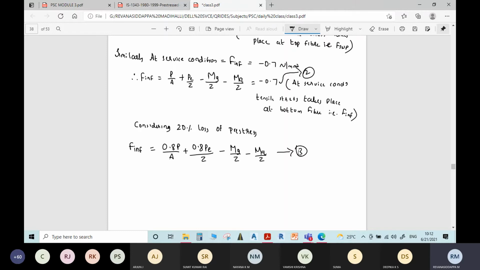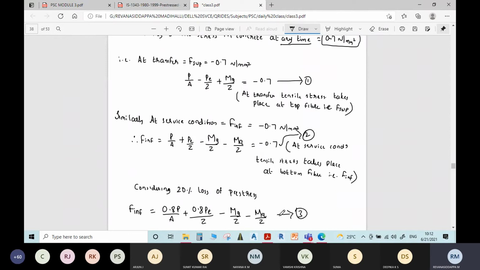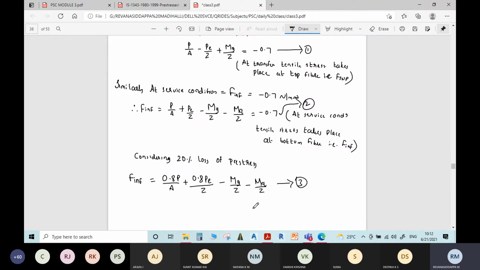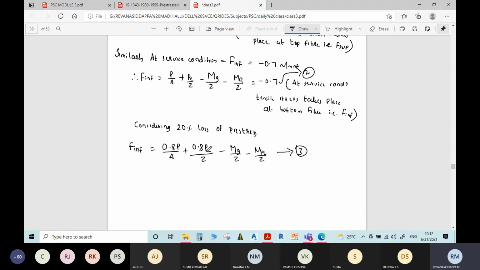Okay. Now using these two equations, equation 1 and 3, we will get to know the eccentricity of the cable required. If you get to know the eccentricity, you will come to know the exact position of the cable from the soffit of the beam. Here eccentricity is unknown.